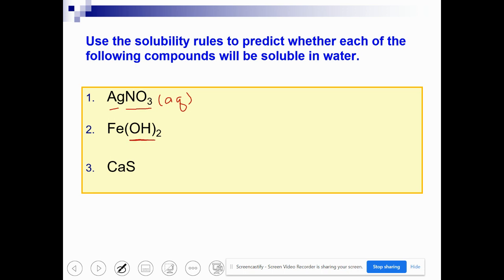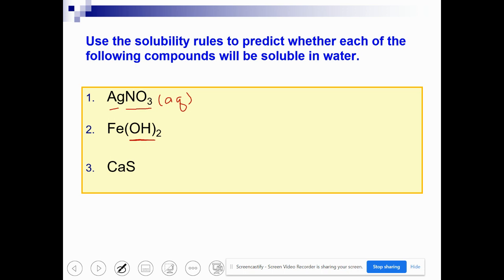OH is hydroxide. Rule number 6 says that the hydroxides are insoluble, and then it lists a couple of exceptions. So let's take a look at the exceptions. Some of the exceptions are the alkali metals. The alkali metals are the first column on your periodic table, not the hydrogen, but the other ones like lithium, sodium, potassium, rubidium, cesium, and francium.